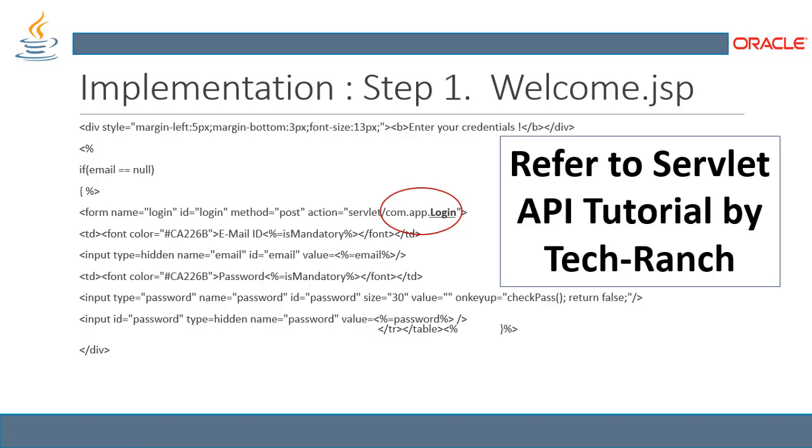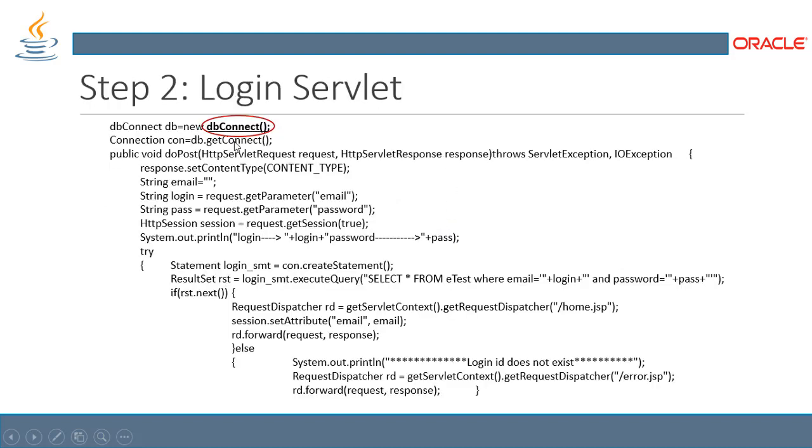So once the ID and password were sent to the login servlet using hidden values, in the form tag, passing the path of the servlet com app login, this will go to the login servlet. Now the login servlet contains a DB connect method. This is nothing but the JDBC API implementation.